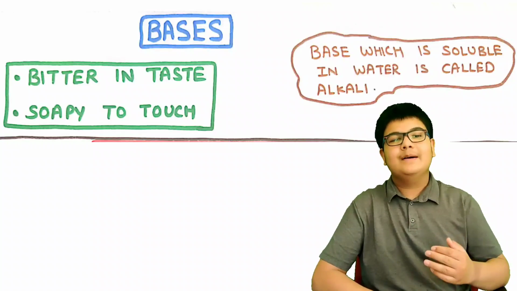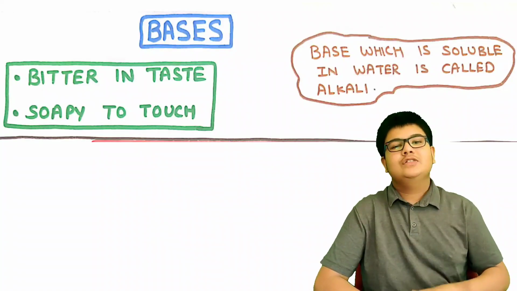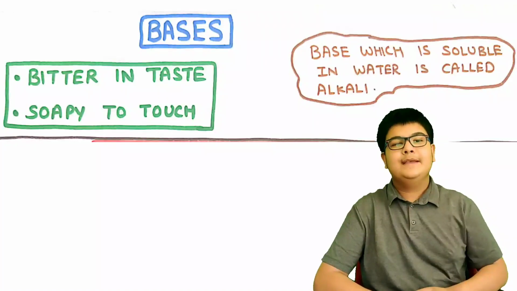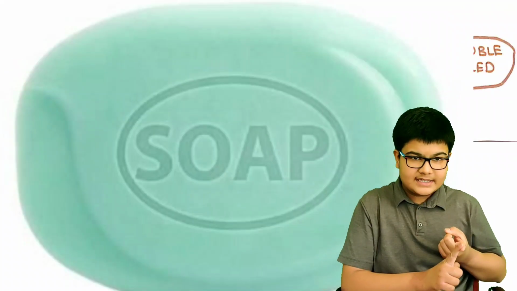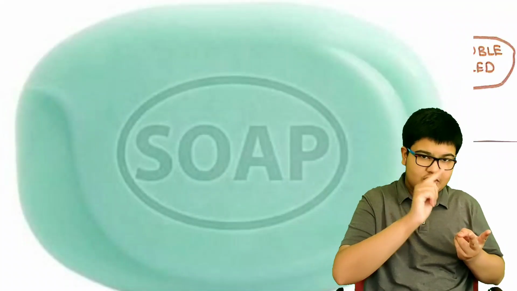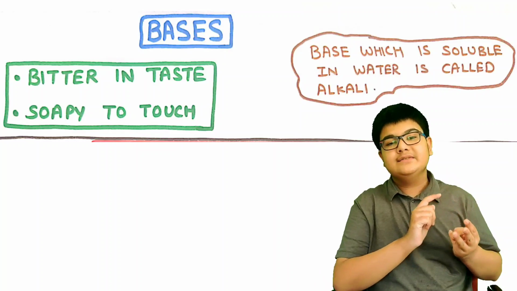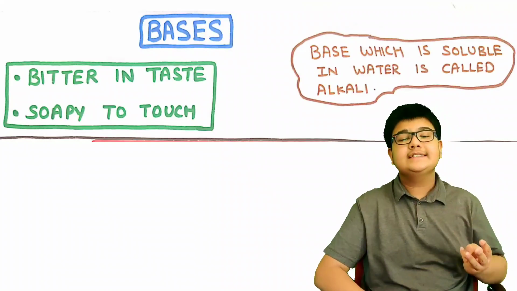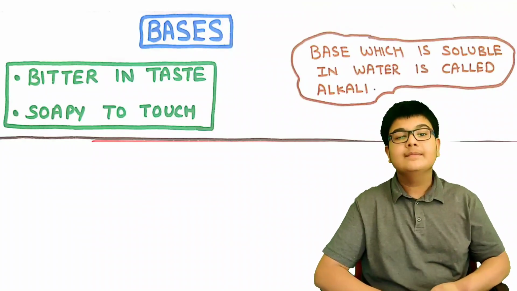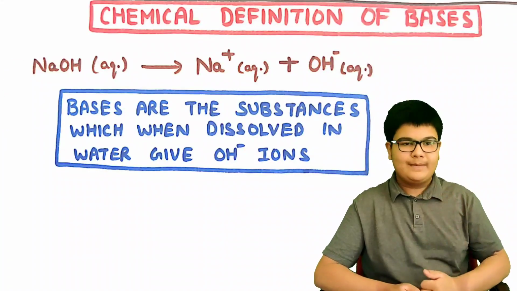So now we have come to bases. In the previous video, we have seen that bases are the substances which are bitter in taste. They are soapy to touch, and bases which are soluble in water are known as alkalis. But now let's define the chemical definition of bases.